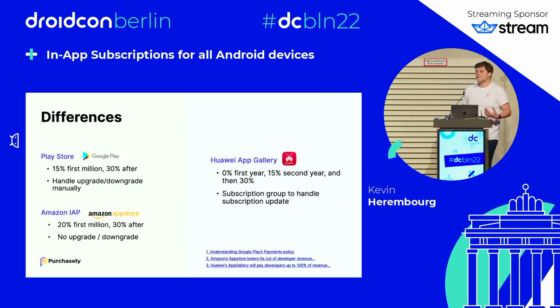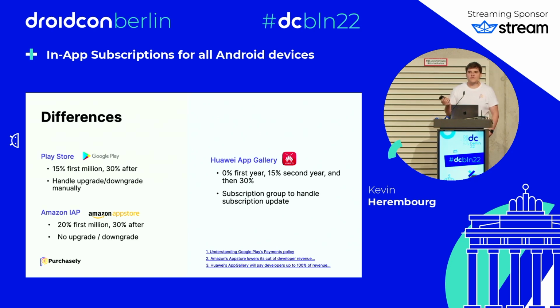What are the main differences between those three stores? Well, there is a difference in terms of commission and in terms of features. As you can see, the commission is simple with Google. Your first million of revenue is 15%, then it's 30% for all your applications. And Huawei is a bit more complicated, but it's like 0% the first year. They want you to come to the store, then 15, then 30. And Amazon is 20% the first million and 30 after.